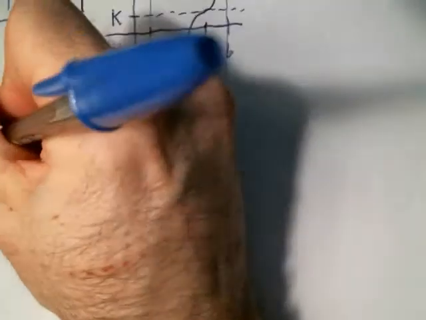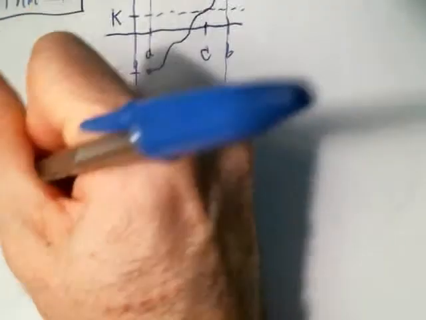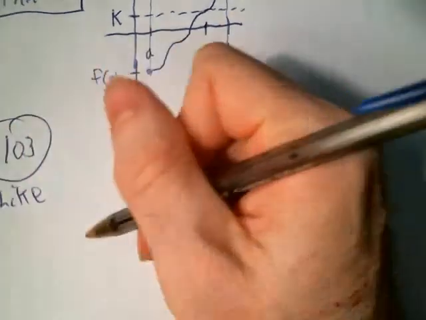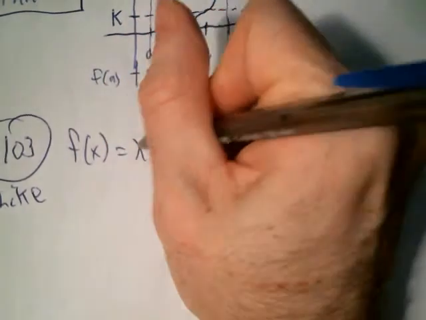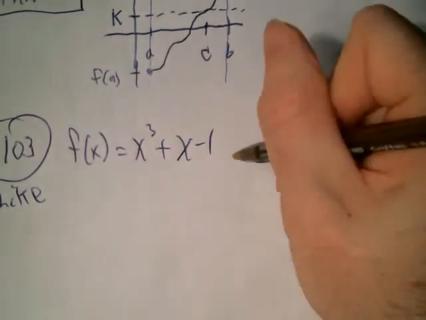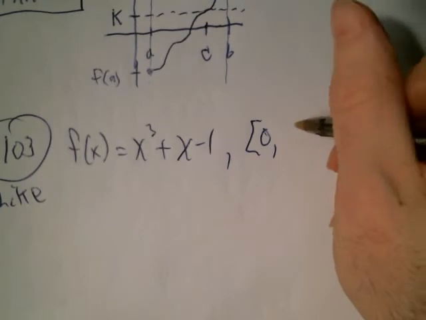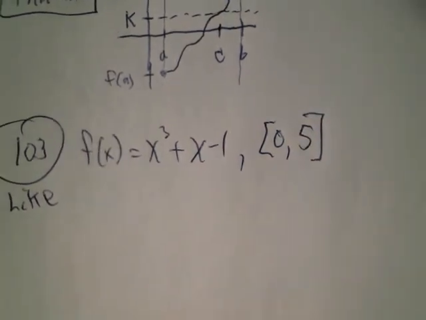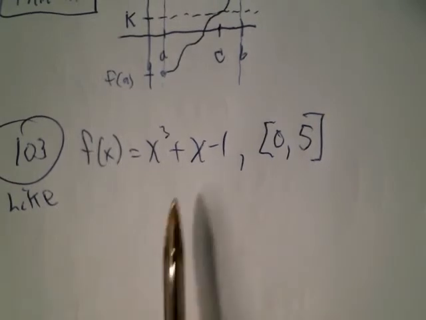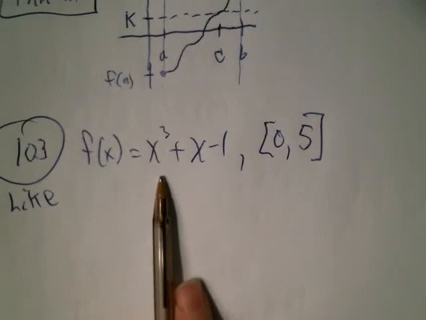So let's look at some example, maybe 103. We're given f of x equals x cubed plus x minus 1, and we're dealing with some interval from 0 to 5. We want to know if there's any zeros in that interval. Okay, so depending on how long it's been since you took pre-calc, you may not know how to get a 0 out of this thing.